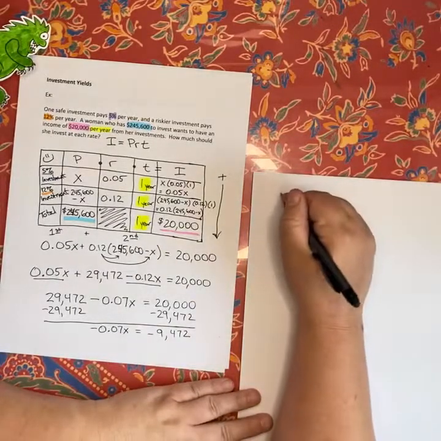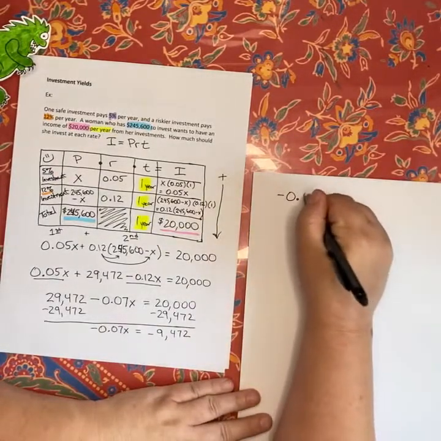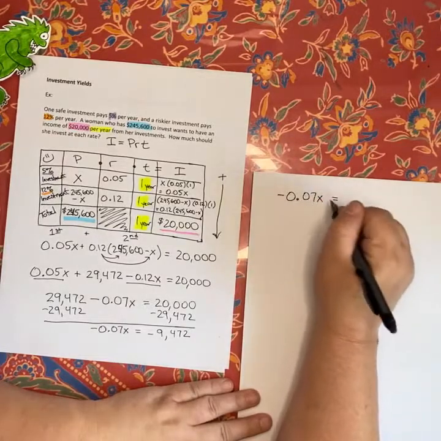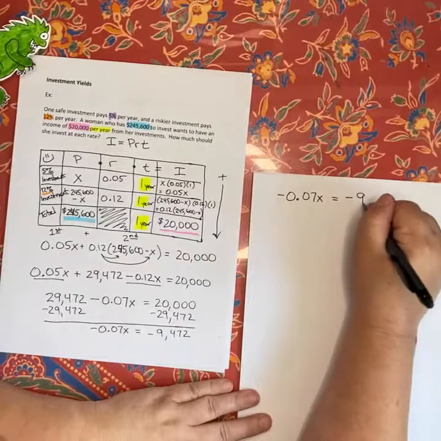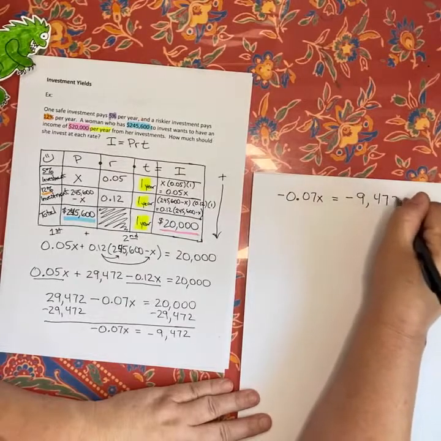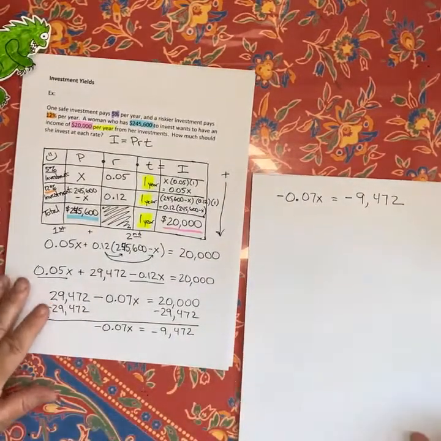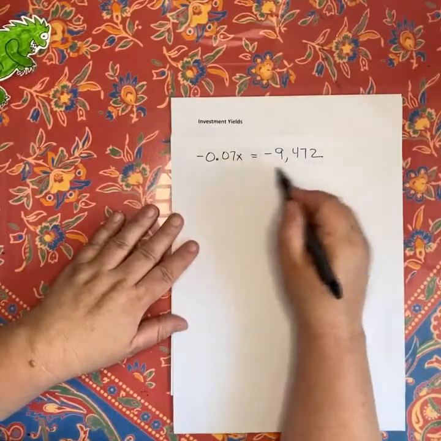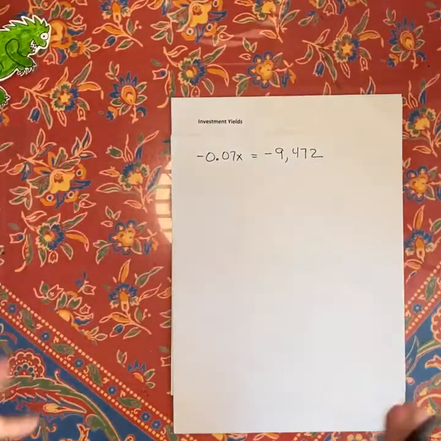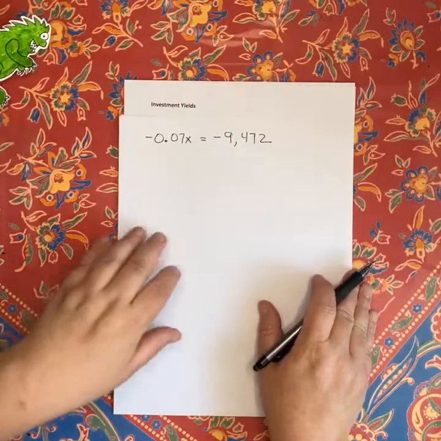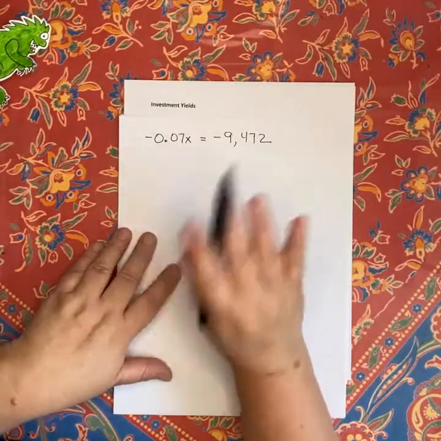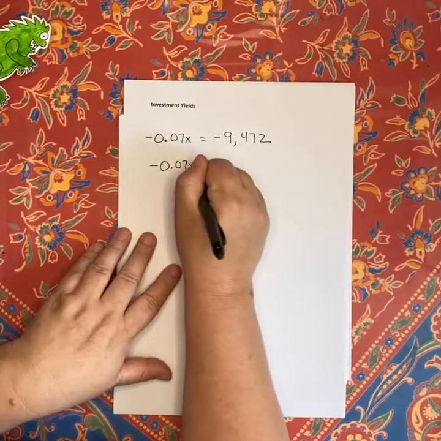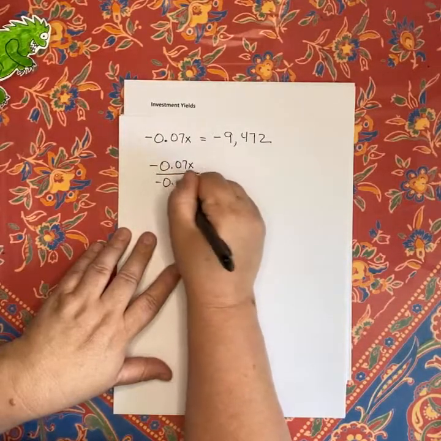Okay, so let me just copy this down. Negative 0.07x equals negative 9,472. Now, let me point out, a lot of people panic at this point and they're like, it's negative money, negative money. Yes, negative money, not always a good thing in business. However, both sides are negative, so we're okay. I'm going to divide both sides by 0.07, or actually negative 0.07.